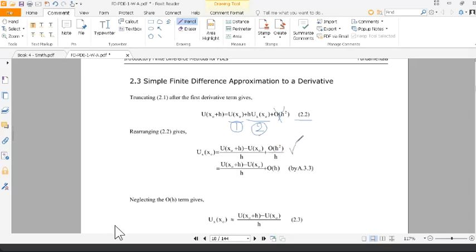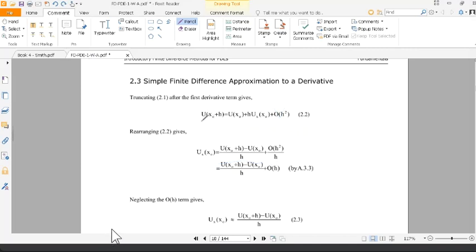Is it okay for you or no? This expression is 2.2 that we rearrange in writing. We solve 2.2 for u_x of x0, and we have the approximate formulation for the derivative of u with respect to x.